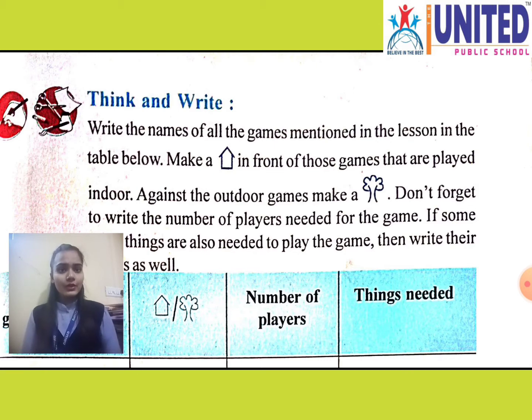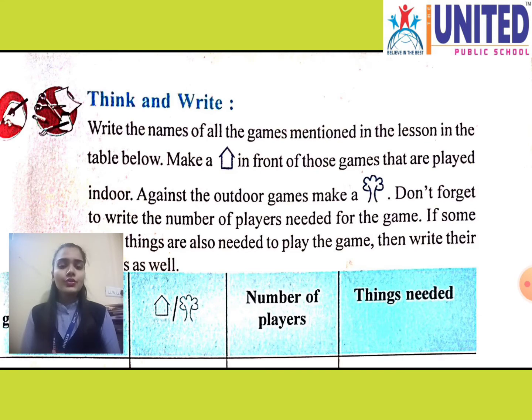Make a symbol of arrow in front of those games that are played indoor. Here, beta, you have to make a symbol of arrow in front of the games that are played indoors, those are indoor games. And against the outdoor games, make a symbol of tree. In front of outdoor games, you have to make a symbol of tree.